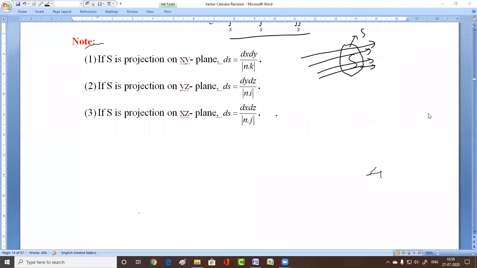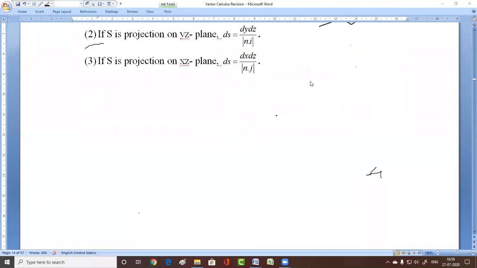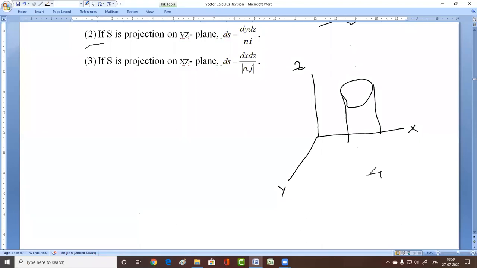Now another very, very important point, for evaluation of double integrals. Now this is in x, y, z. Suppose we have a surface. Suppose you project it on the xy plane, the projection is nothing but the shadow on the region R. This is the surface, this is the shadow on the region. If S is projected on the xy plane, then dS equals dx dy by modulus of n dot k. n is the unit outward normal to the surface.